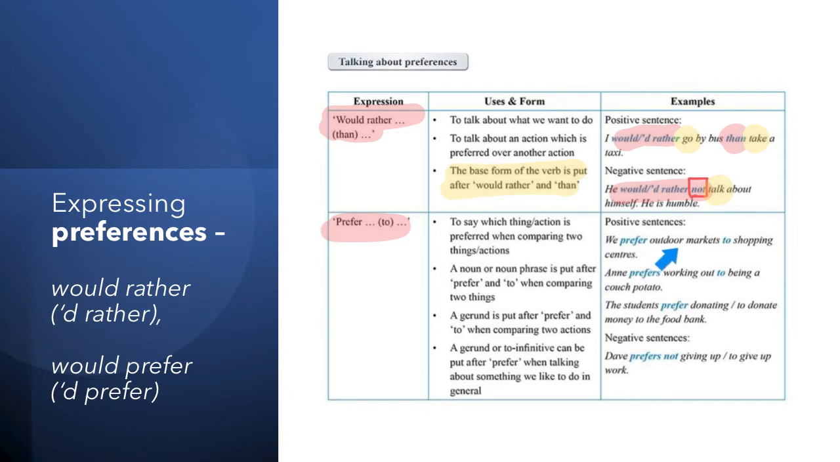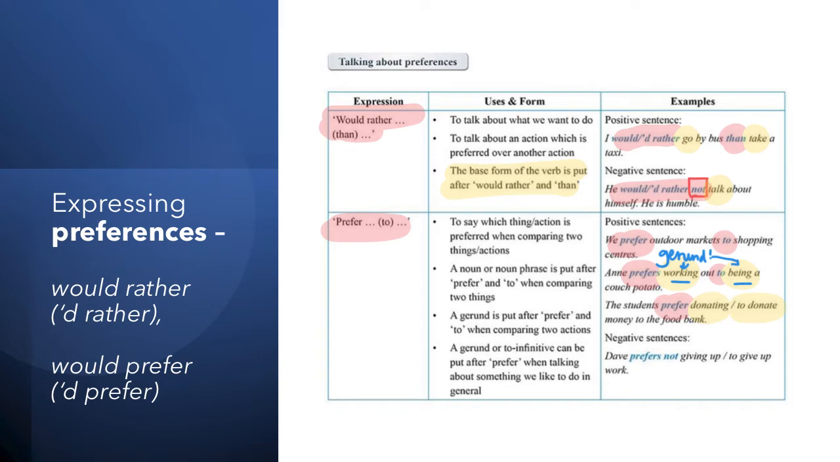First of all, we prefer outdoor markets to shopping centers. So both outdoor markets and shopping centers are nouns, the two choices we choose from. In the sentence, Anne prefers working out to being a couch potato, we are comparing two actions, work out and be a couch potato. Here we need to change the action to the gerund. When we're not comparing, but only telling people what we like to do, we can use either the gerund or the to infinitive. So here, the students prefer donating, or the students prefer to donate money to the food bank.